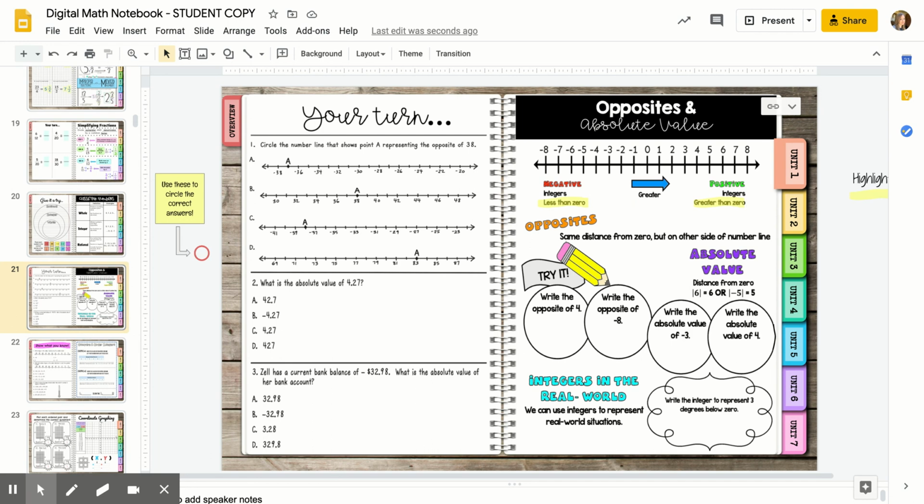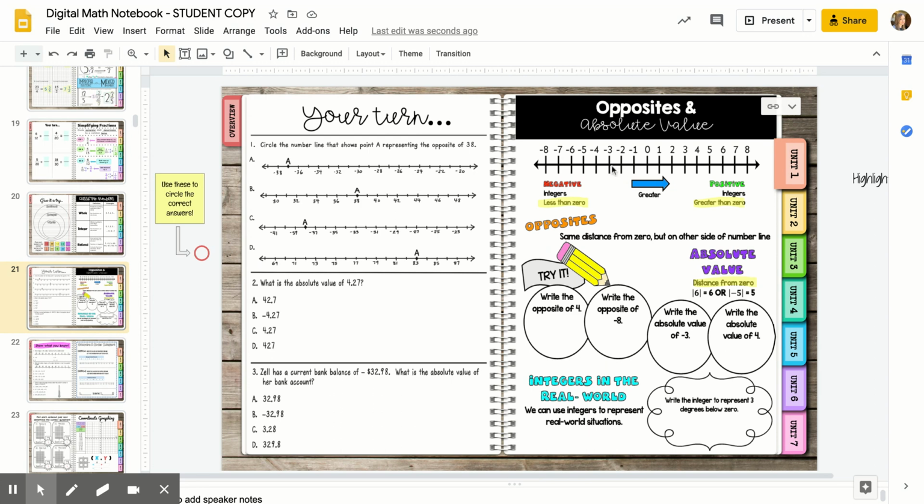Absolute value is the distance from 0. That's super important, so we're going to highlight that. And you may need to make your highlighter a little bit longer for this one. So absolute value is the distance from 0. So let's look at the number 3. It is 1, 2, 3 units from 0. So the absolute value would be 3.